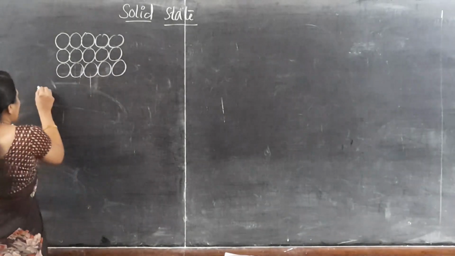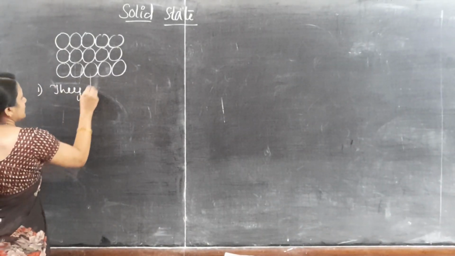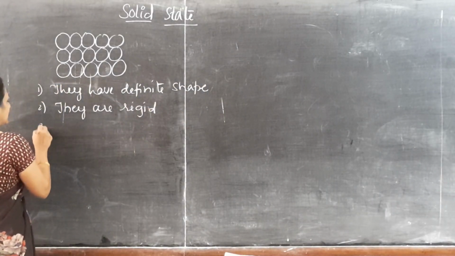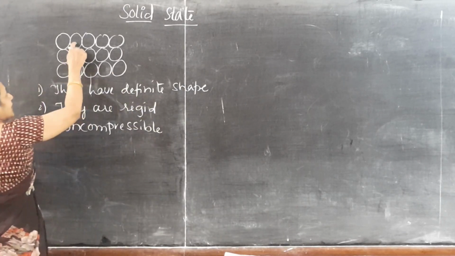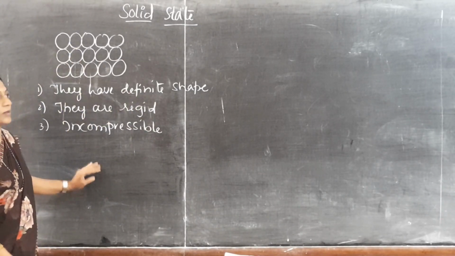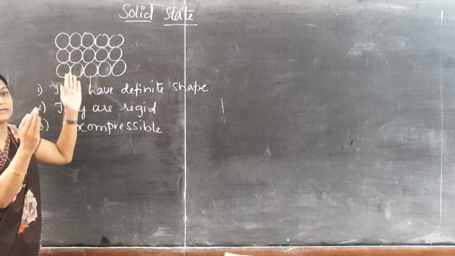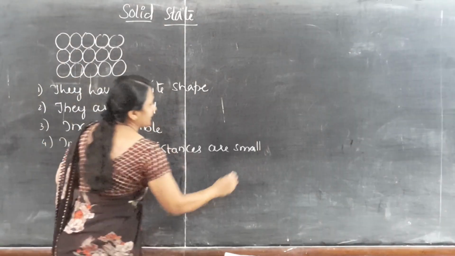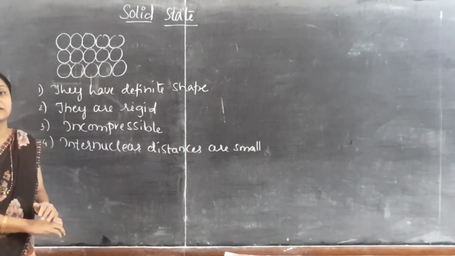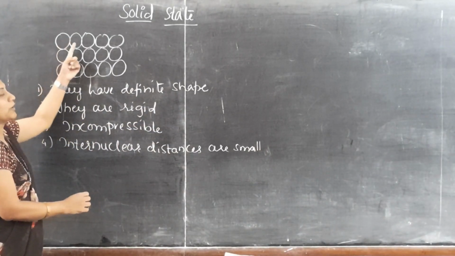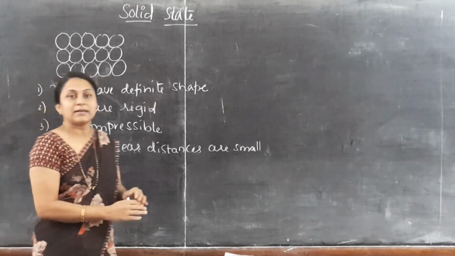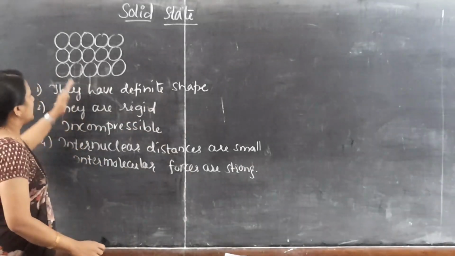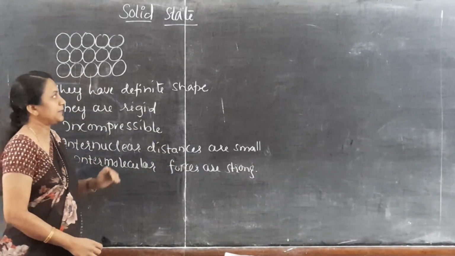The properties of solids are they have a definite shape, they are rigid, they are incompressible, and internuclear distances are very small. That means the distance between two particles is very small. Whereas the intermolecular forces are very strong. The intermolecular forces between two particles are strong. So these are a few properties of solids.